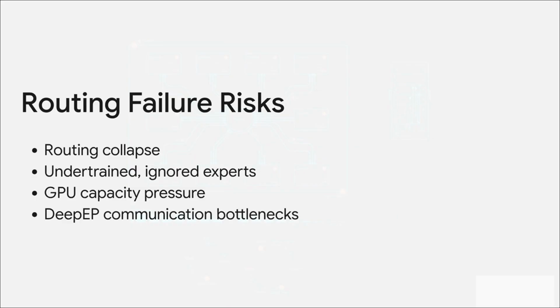You can get routing collapse, where one single expert gets all the tokens and the system just grinds to a halt. You can get undertrained, dying experts that the router completely ignores. You face massive GPU capacity pressure. And crucially, you face expert parallelism communication bottlenecks. Remember, expert parallelism means we are physically moving massive amounts of token data across network cables between different GPUs to reach the right experts. If that traffic jams, the whole model pauses.